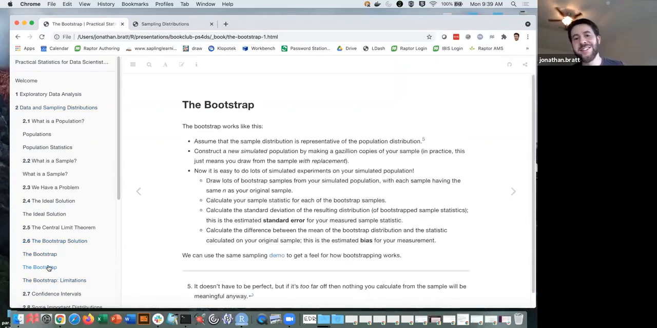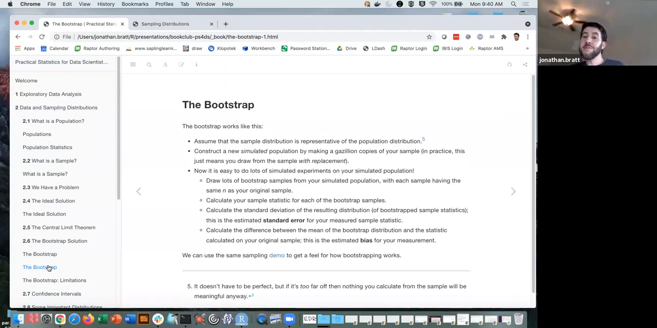So here's how it works. First, we start with the assumption that our sample distribution is not too far off of the population distribution. I have to mention this assumption because really everything is built on it. If the sample is not representative of the population, then there's nothing we can do. We can't magically infer something from a completely non-representative sample. But if the sample distribution is representative enough of the population distribution, then here's what you do.